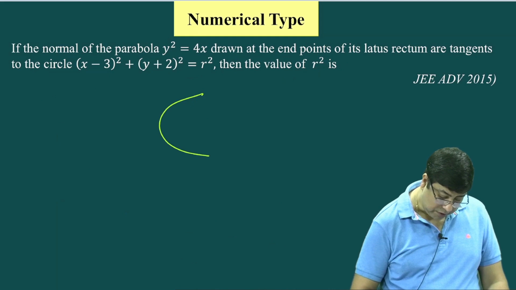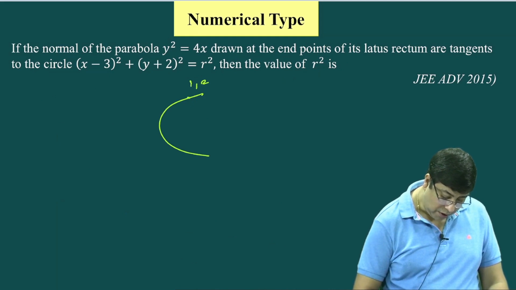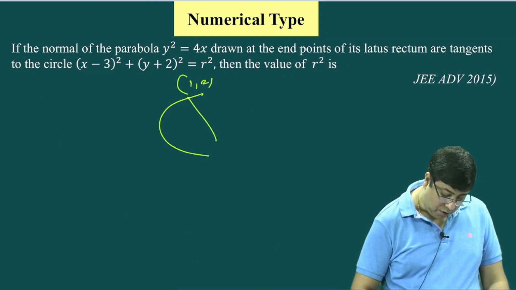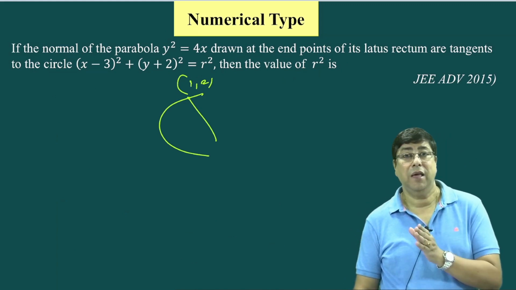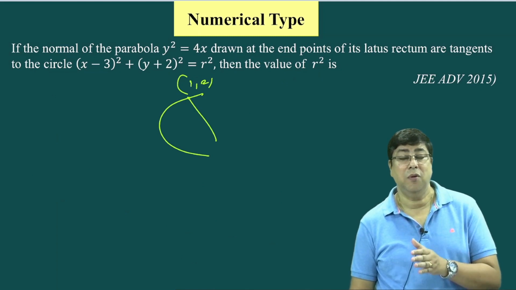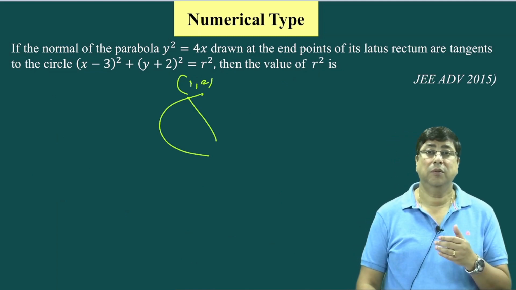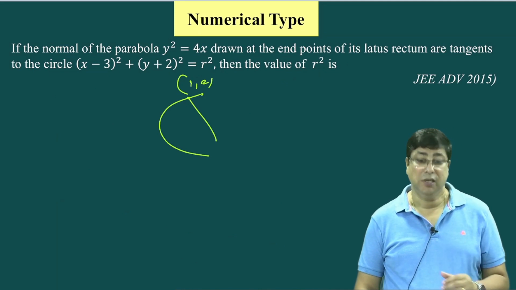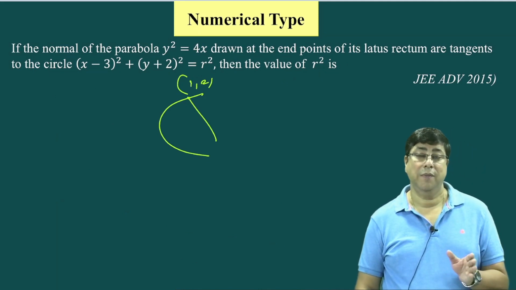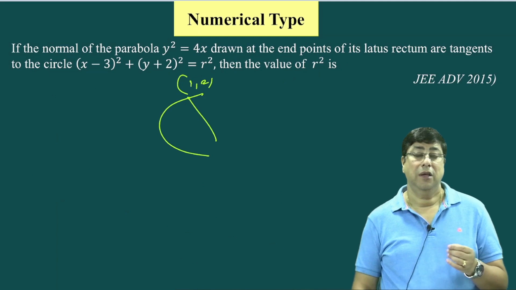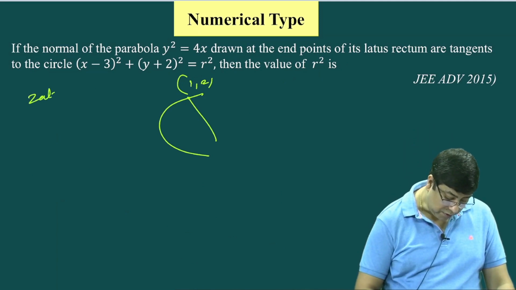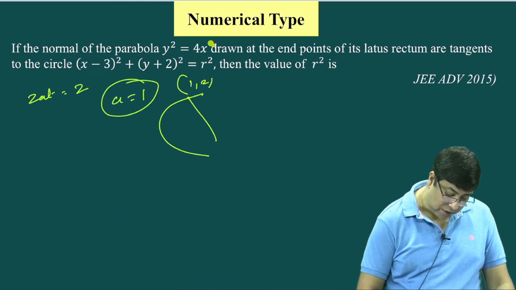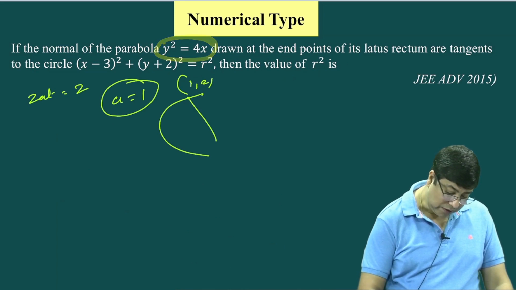Suppose this is a parabola and the latus rectum point is 1 comma 2, and we drop the normal. As I told you previously, the tangent and normal of the parabola have two forms: one with respect to m, one with respect to t. In this case, since the point is given, it is better to use the y plus tx formula. Otherwise, we could use y equal to mx minus 2am minus am cube. Here 2at equals 2, and a equals 1 because y square equals 4x.